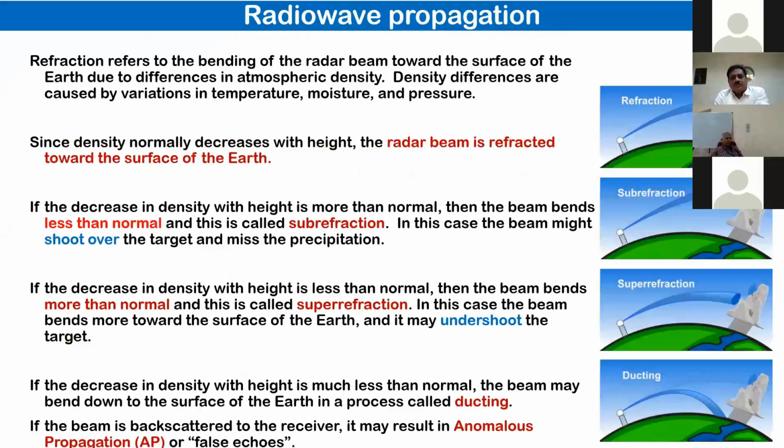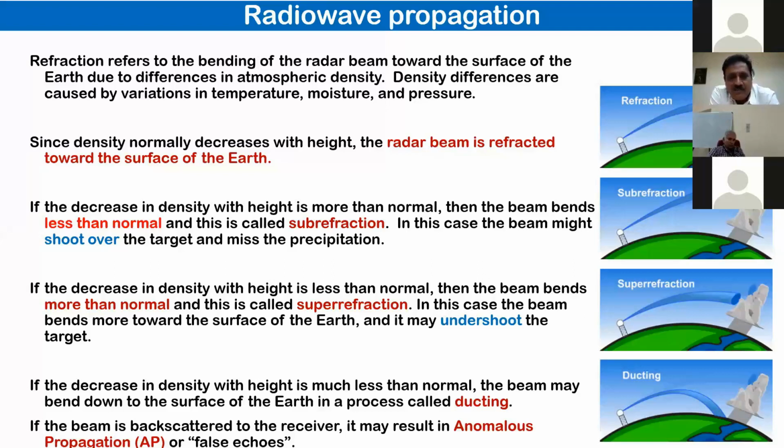A few things we have to remember when we are talking about Doppler weather radars, because you are sending the beam horizontally into the atmosphere. You know that the density decreases with altitude, so when the beam passes from the denser medium to the rarer medium, the radar beam is generally refracted towards the surface of the earth. So there will be a normal refraction. In all the calculations we take it as a normal refraction.